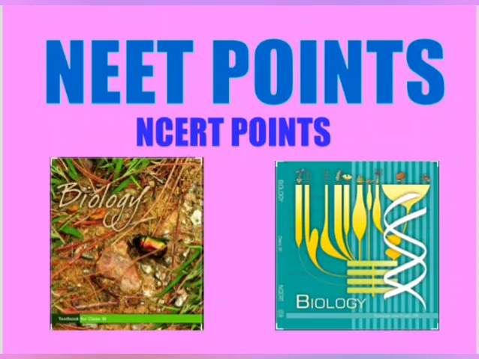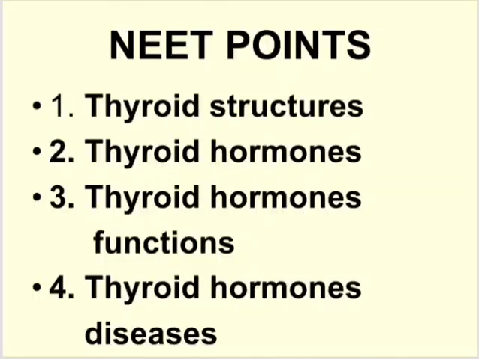NEET point segment. NEET points from NCERT books. In the NEET exam, out of 90 questions in biology, 60 to 70 questions are directly asked from NCERT books. So these NEET points are taken from NCERT books, which helps to understand the concepts of NCERT books. In the NEET point segment, the thyroid gland is going to be discussed under 4 categories. Number 1, thyroid gland structure. Number 2, what are the hormones secreted by the thyroid gland, that is thyroid hormones. Number 3, thyroid hormones function. And number 4, thyroid hormone diseases.